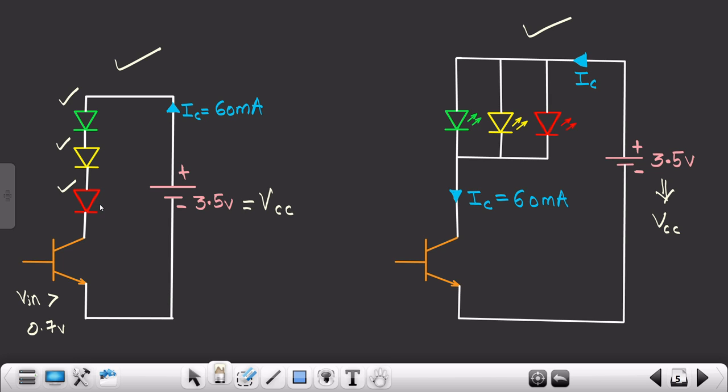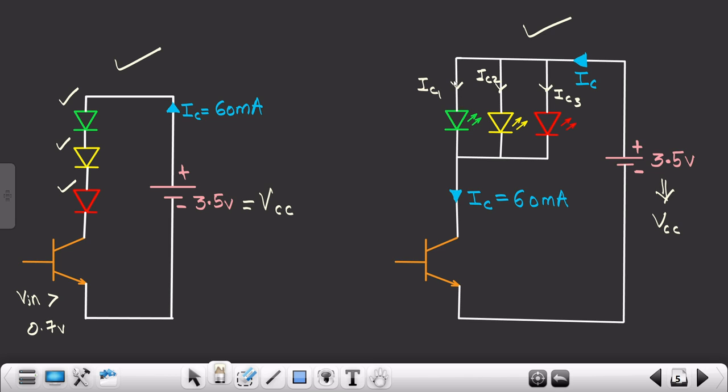But in case of parallel, what is going to happen? This IC will get divided in this way. Let's suppose this is IC1, this is IC2, this is IC3, right? So this IC would be getting divided into 3 parts. See over here, the green LED will glow, and at the same time red will also glow, and at the same time yellow will also glow.